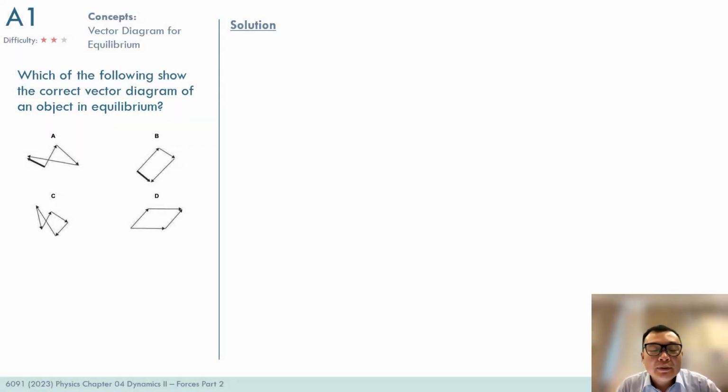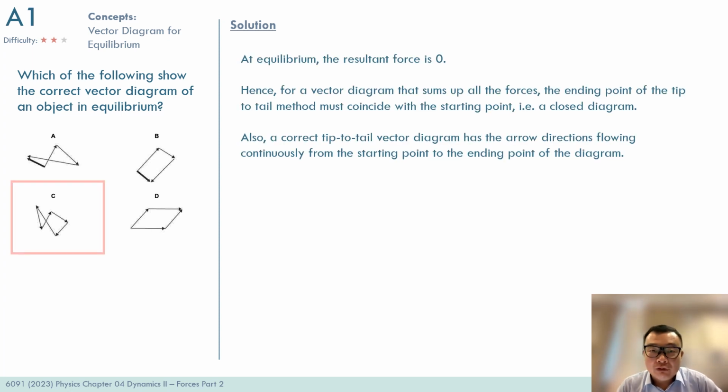For this question, we are to identify the correct vector addition diagram for an object in equilibrium. So we must know that at equilibrium, by Newton's second law, the resultant force is zero. So for a vector diagram, this will show up in the form of a zero resultant force.